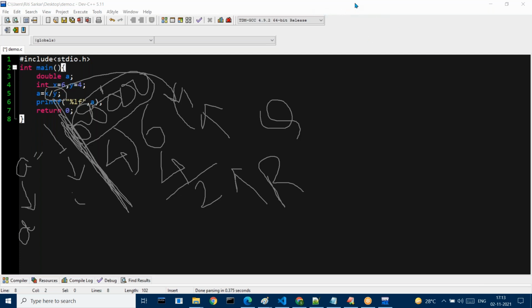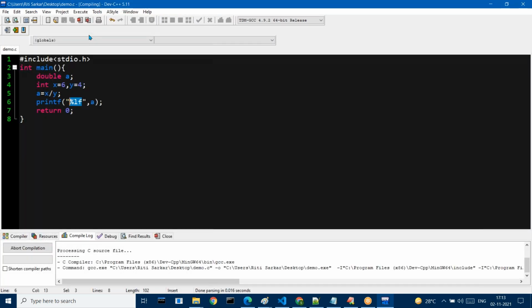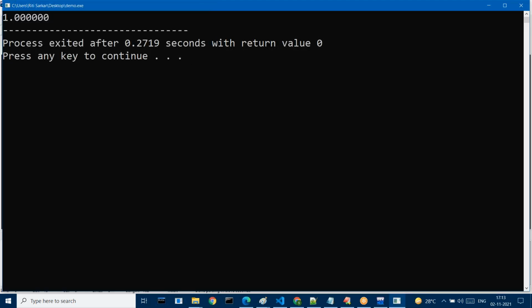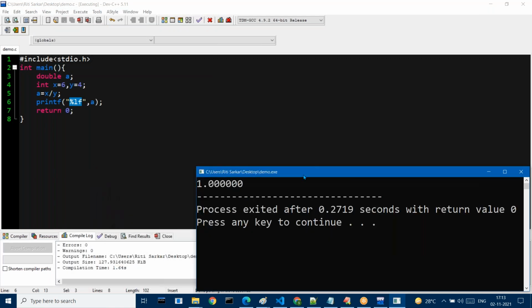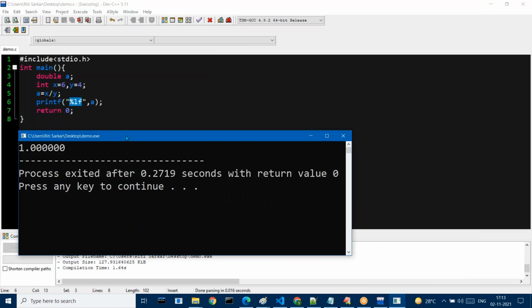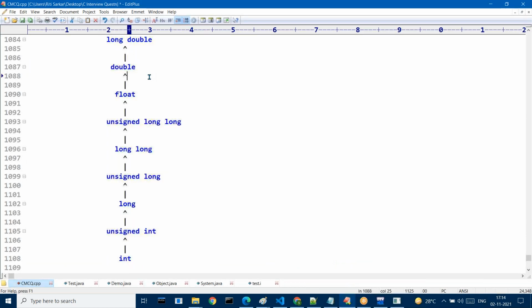Now you see here, if I execute this code, and I'm printing with %lf, so 100% it should print 1.000000. Check it out. 1.000000. So who converted your 1 to double type? You converted? No, sir, I didn't convert it. It is implicitly happening. This promotion takes place implicitly, internally. That is why it is considered as implicit typecasting.